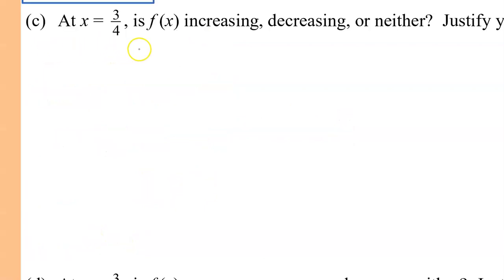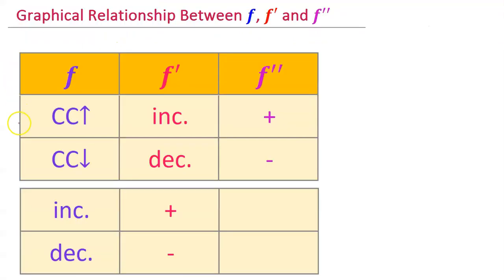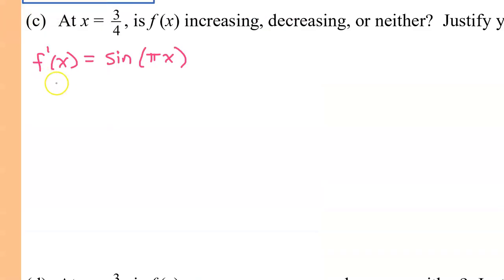For part C, we need to decide if f of x is increasing, decreasing, or neither at x equals 3/4. First semester, we learned the graphical relationship between f, f prime, and f double prime. Specifically, we learned that f will be increasing when f prime is positive, and f will be decreasing when f prime is negative. We are given that f prime is sine of pi x.